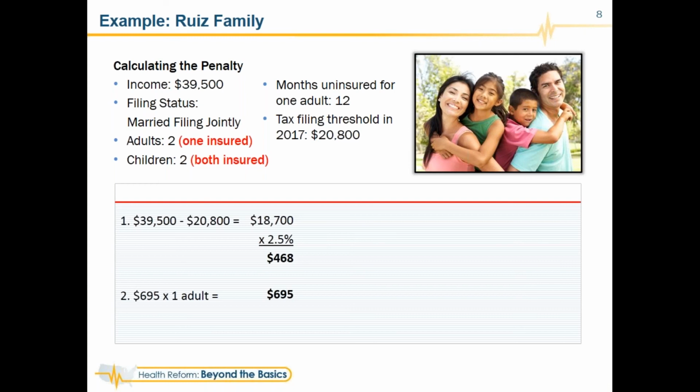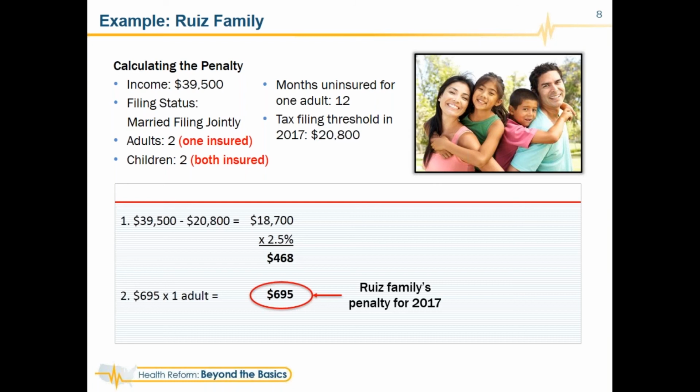Well, the first calculation with the 2.5%, that is going to remain the same. That is not based on the number of people in the household who are uninsured. It's just a flat percentage of income above the filing threshold. What does change is the second penalty, which is the flat dollar amount, because that is going to look at only the people who are uninsured in the household. So in this case, they pay a much lower penalty, but it's calculated differently because of the insurance mix in the family.